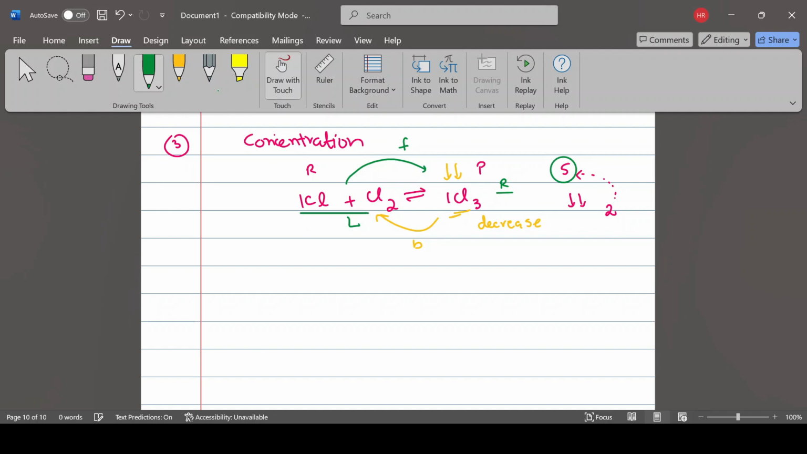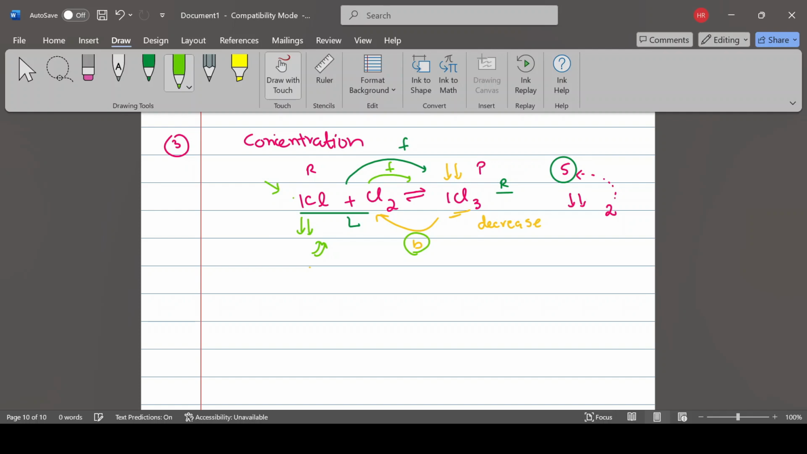Similarly, you can apply the same concept to the reactant sides as well. What happens if the concentration of the reactants is increased? The system will try to decrease the concentration back. How? It will favor the forward reaction, so more and more reactants get converted into the products, so their concentration can drop back. But if the concentration of the reactants is decreased, now we would want to increase the concentration back. So the backward reaction will be favored, so more and more of ICl3 gets converted into Cl2, so the concentration of the reactants can increase back.